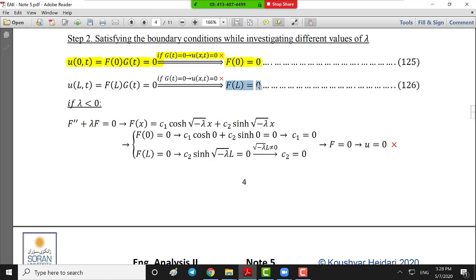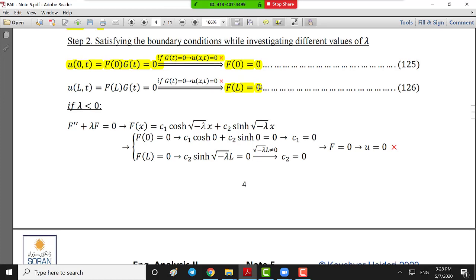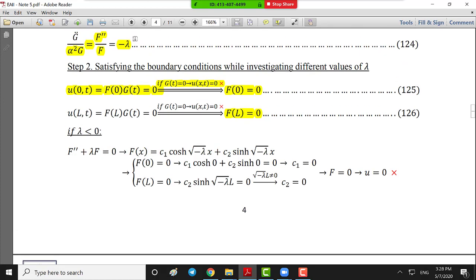Now, guys, we have to solve this space ODE, which is F double prime over F equal to minus lambda, with these two boundary conditions, F at 0 equal to 0 and F at L equal to 0, considering various possibilities for lambda.